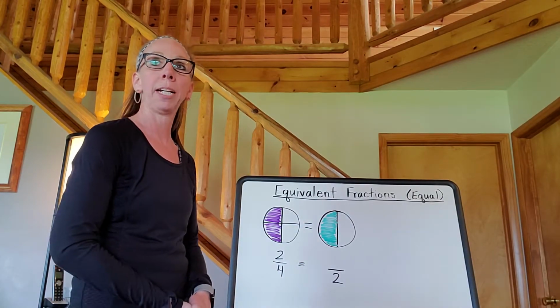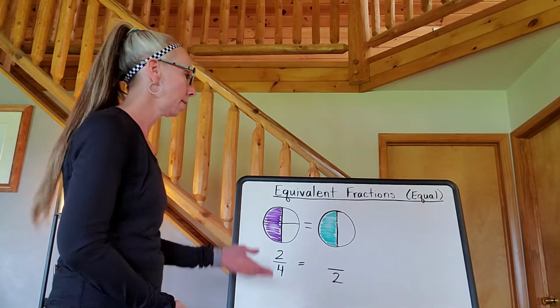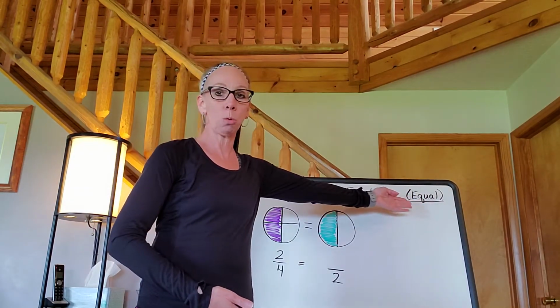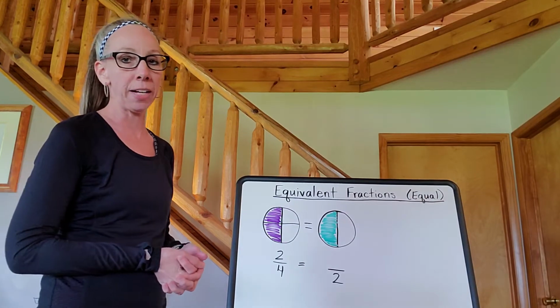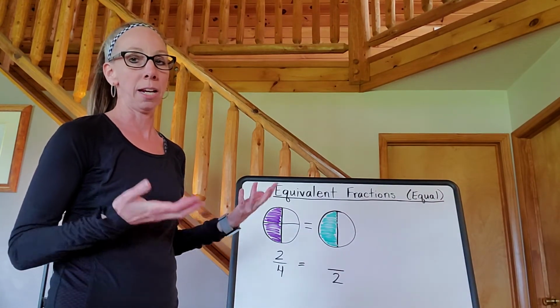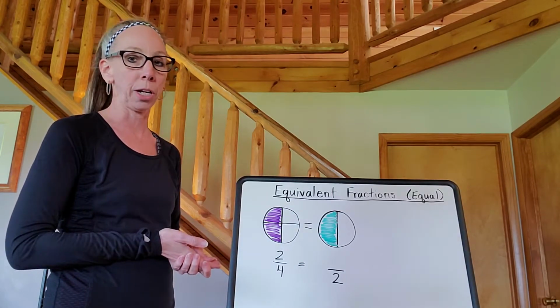So this week we're talking about equivalent fractions. Equivalent fractions means fractions that are equal. So equivalent is just a fancy word for equal. So we're looking for 2 fractions that cover the same space when they're colored in.